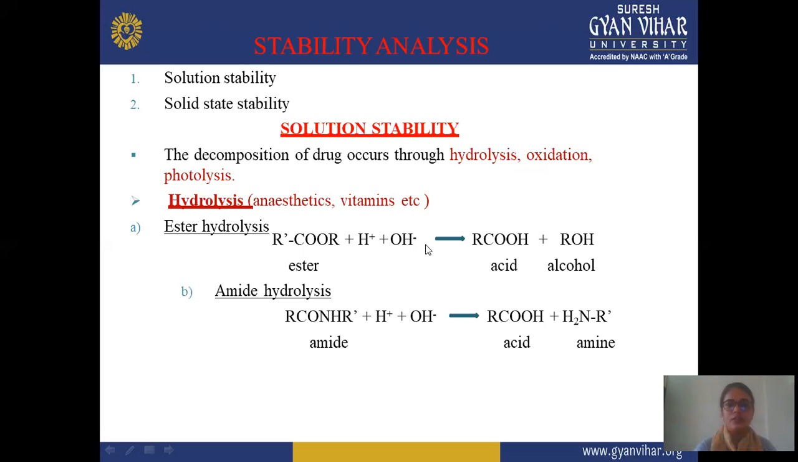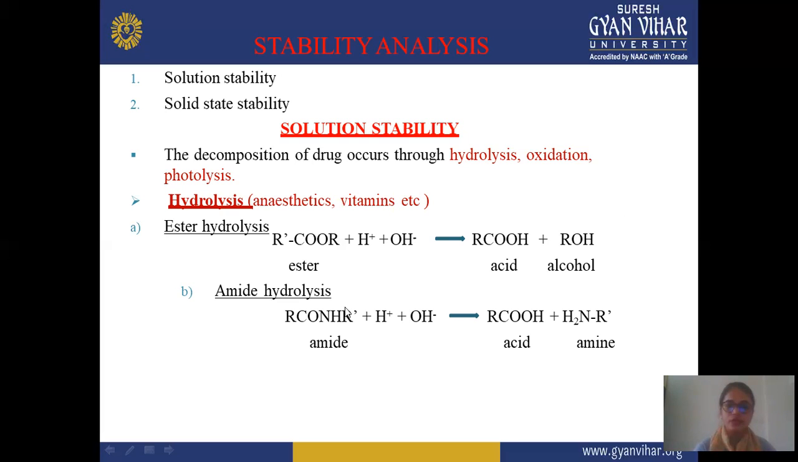And an example is ester hydrolysis, like RCOOR, plus H-OH. RCOOR is the ester group, and when it reacts with H2O, this ester is converted into acid and alcohol. H-OH is the water molecule, and when this water molecule reacts with the ester, it forms acid and alcohol. It shows a hydrolysis reaction because due to the presence of this water molecule, it is converted into acid and alcohol.